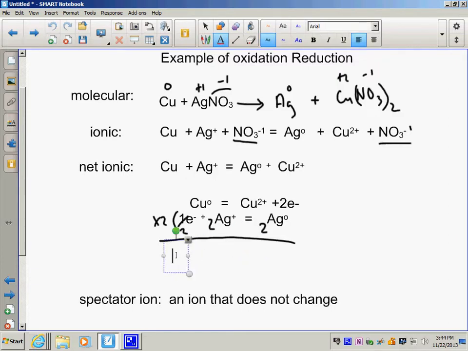I would have my copper with no charge plus 2 Ag+ yields Cu2+ plus 2 Ag with no charge. Now again, if you aren't looking at the electrons, you might think that was balanced before, but the electrons were not being accounted for, and we were 1 electron short here, so this one has to run twice. And this is the balanced chemical reaction.